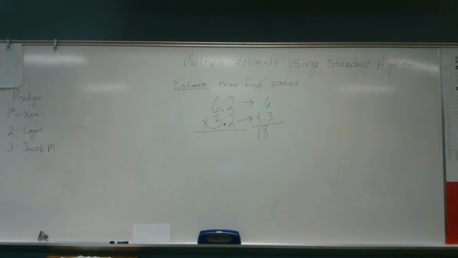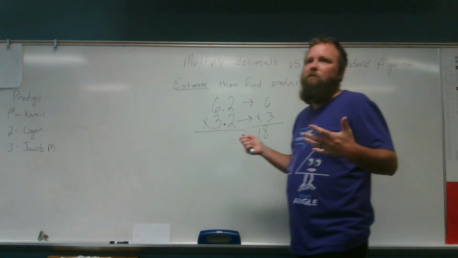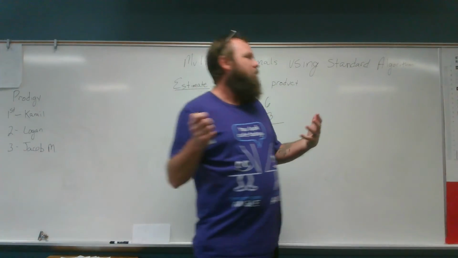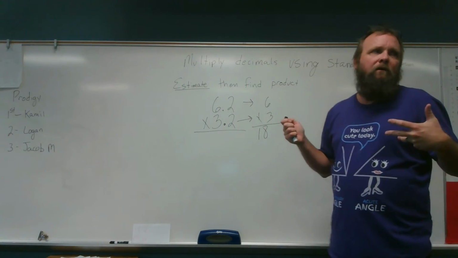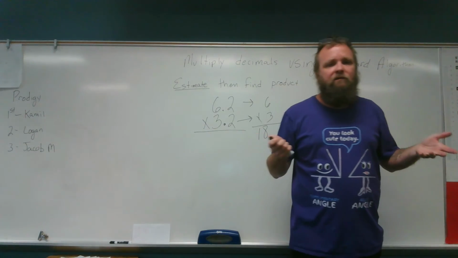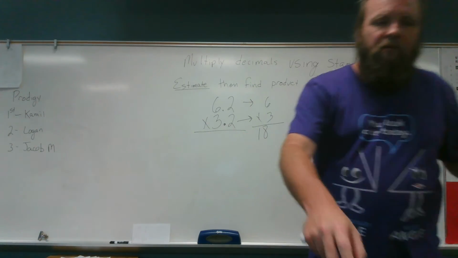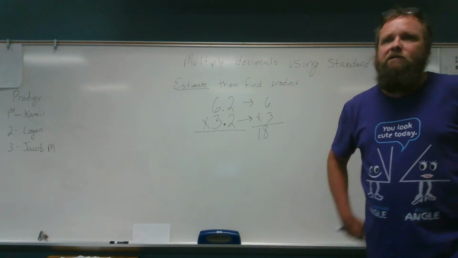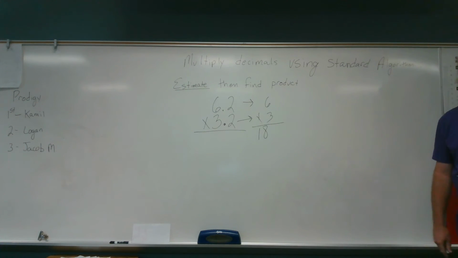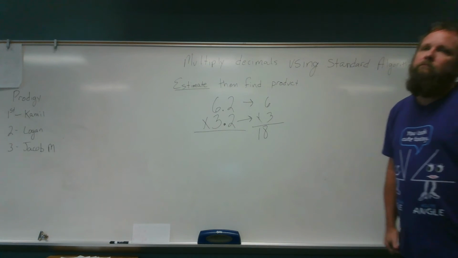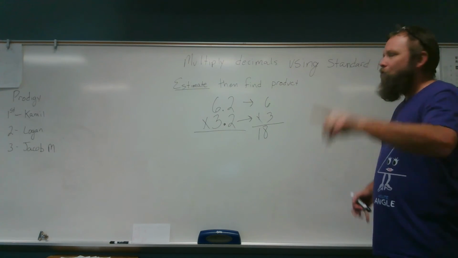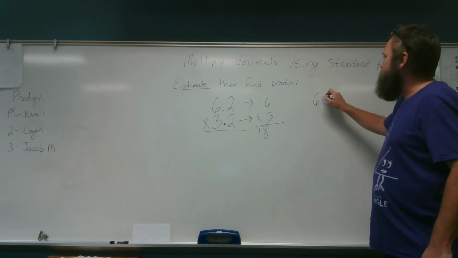Yep. So you should look at your paper and be able to know if it's around 18. Not around 180 or 1,800. Your answer should be around 18. The next thing we're asked to do, Kaysen, is what? Awesome. Multiply it, ignoring the decimal points.